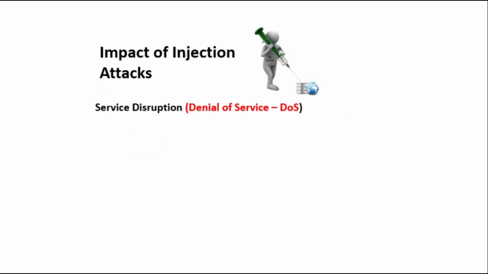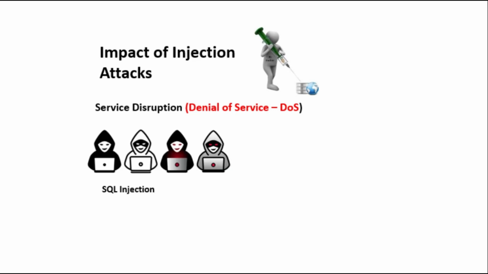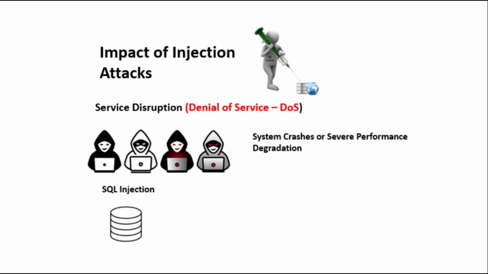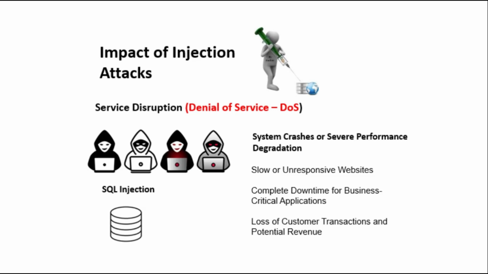3. Service disruption. Denial of service, DoS. Attackers use SQL injection to send malicious queries that overload the database, leading to system crashes or severe performance degradation. Impact includes slow or unresponsive websites, complete downtime for business-critical applications, and loss of customer transactions and potential revenue.